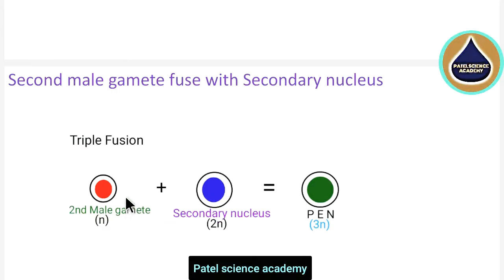If fusion takes place between the second male gamete and this secondary nucleus which is diploid, there will be 3n production, because this is haploid single n and this is diploid 2n. So there will be 3n structure production, and it is called PEN, primary endospermic nucleus. So this is called triple fusion and second fertilization.